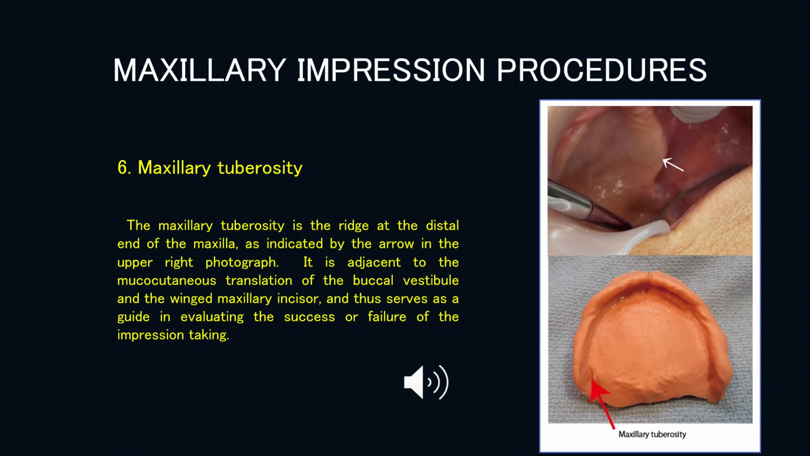Six. Maxillary tuberosity. The maxillary tuberosity is the ridge at the distal end of the maxilla, as indicated by the arrow in the upper right photograph. It is adjacent to the mucocutaneous transition of the buccal vestibule and the pterygomaxillary notch, and thus serves as a guide in evaluating the success or failure of the impression taking.